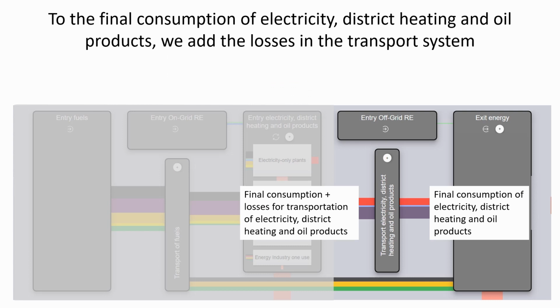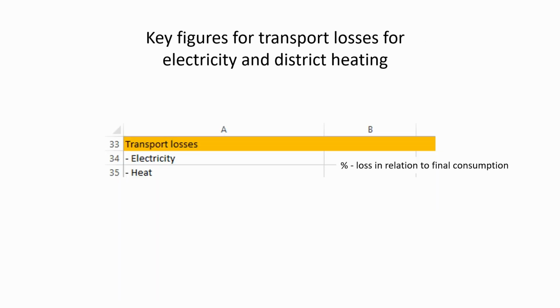Now we know the total final consumption and how it is distributed between the different sectors. And now we are going to find out the losses in the transportation of electricity, district heating, and oil products. In the Excel sheet, you insert key figures for electricity losses in percentage of final consumption and the losses of heat in relation to final consumption.